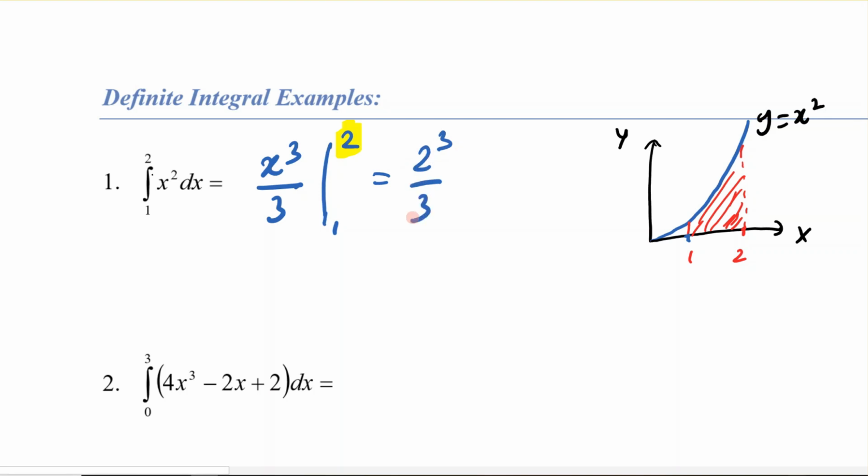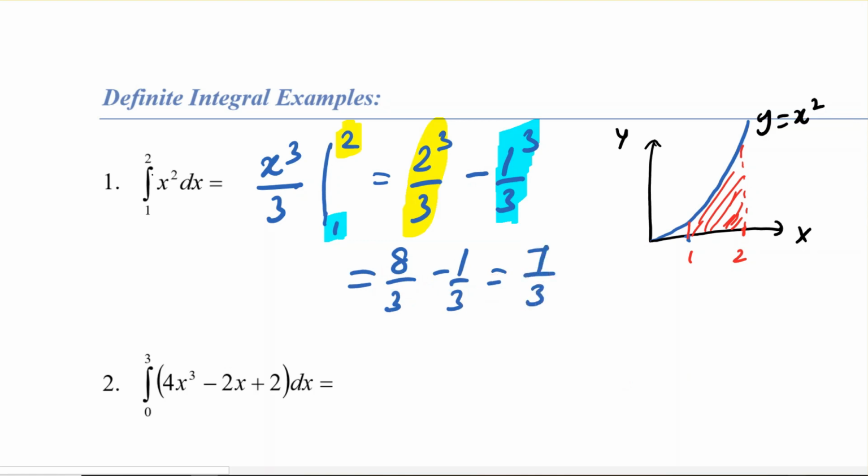That will give us 2 cubed over 3, and then we plug in our lower limit, so that will give us minus 1 cubed over 3. So we get 8 over 3 minus 1 over 3, which is 7 over 3. So this area is 7 over 3 units. We figured out the area under the curve from x equals 1 to x equals 2. So we always get the area above the x-axis and below the curve. All right, let's take a look at the next example.